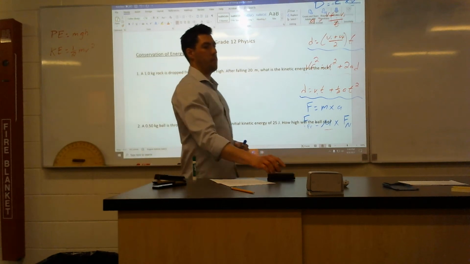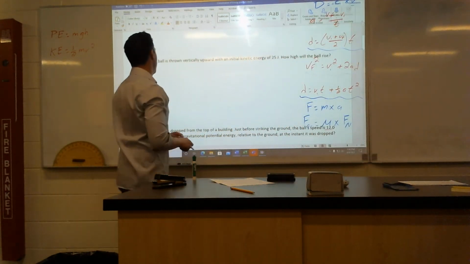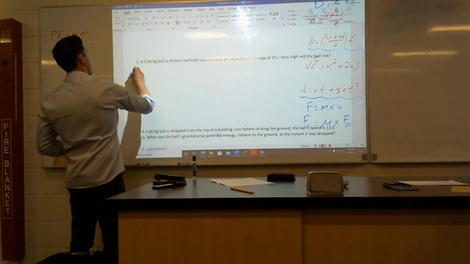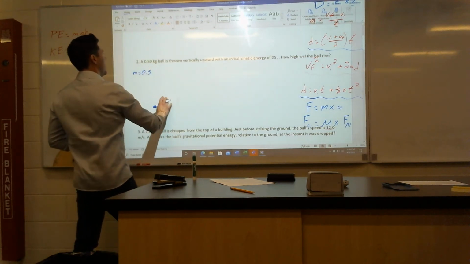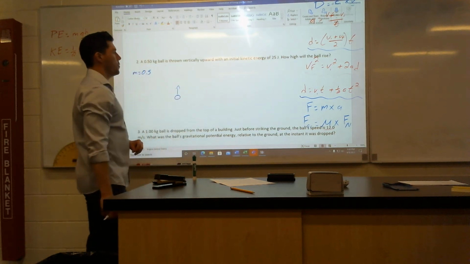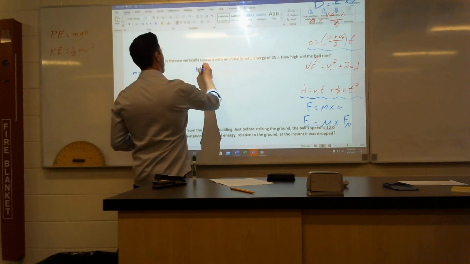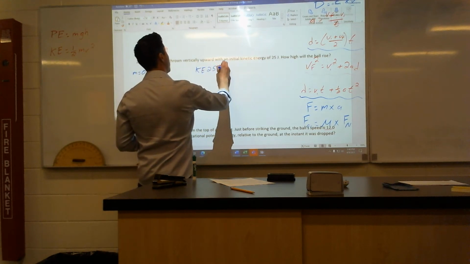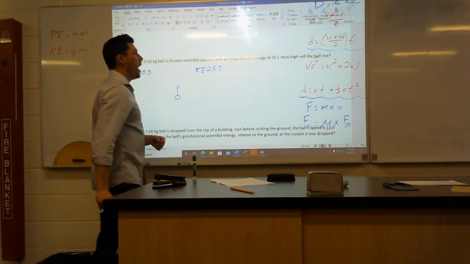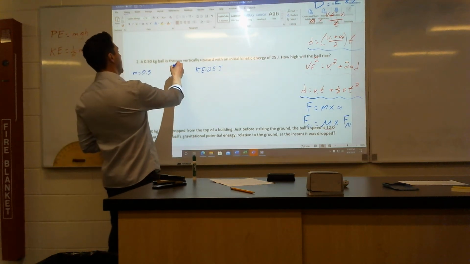Question 2. It says a ball, mass 0.5, is thrown vertically upward with an initial kinetic energy. So it gives me the kinetic energy of 25 joules. How high will the ball go? Basically, how high will it finally get to?